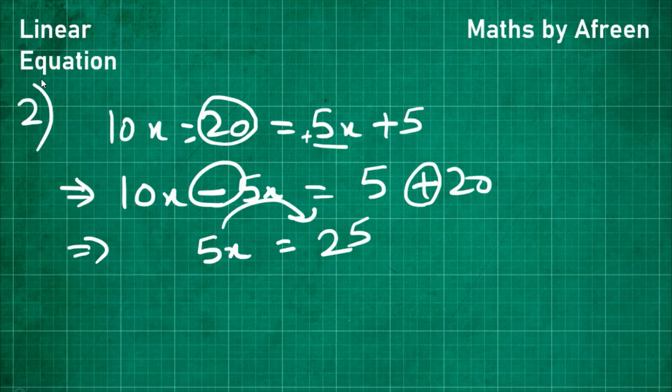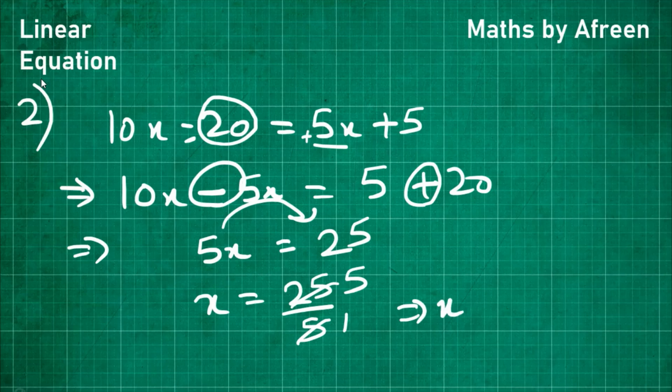Again, we will transpose this 5 from left hand side to right hand side. Upon solving, we will get 25 by 5. 5 ones are 5, 5 fives are 25. So the value of x will be 5. This 5 is our answer.